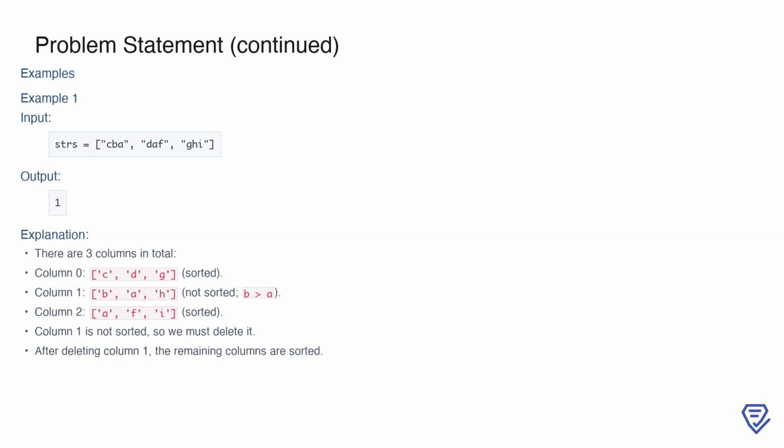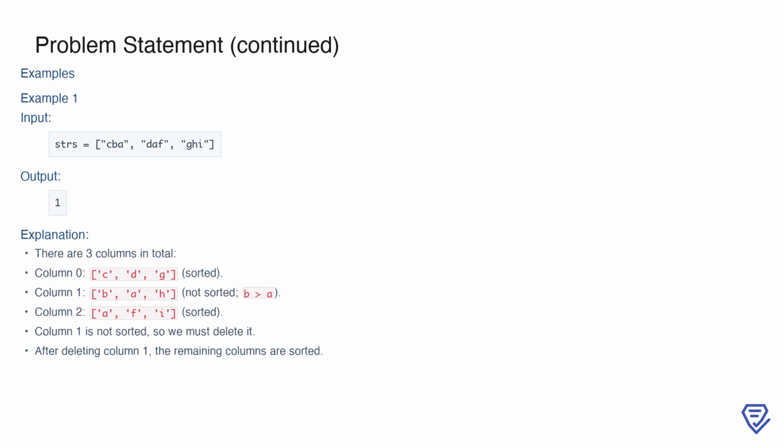Let's look at an example to understand this better. Suppose the input is an array of strings, CBA, DAF, GHI. Here, there are three columns. Column 0 contains the characters C, D, G, which are in non-decreasing order. So, column 0 is sorted.